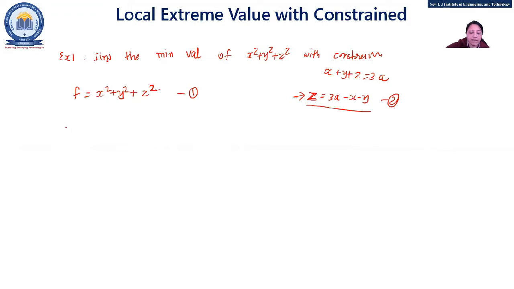So put the value of equation 2 in equation 1. So your f function will become x square plus y square plus the square of 3a minus x minus y. So now you will be having only two variables, x and y. Now the whole procedure that we have seen in the previous lecture, that step 1, 2 and 3, you need to follow. So only this is the difference between with constraint and without constraint. Fine?